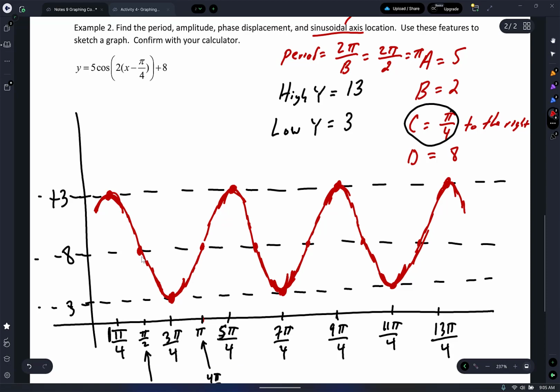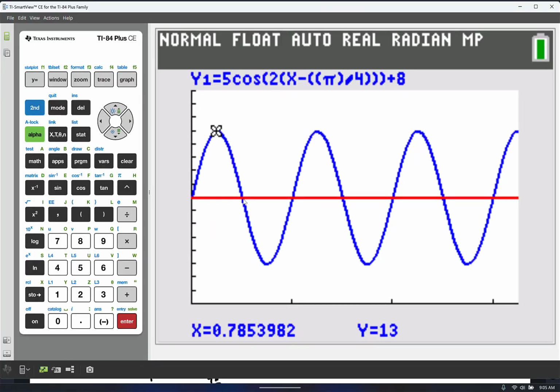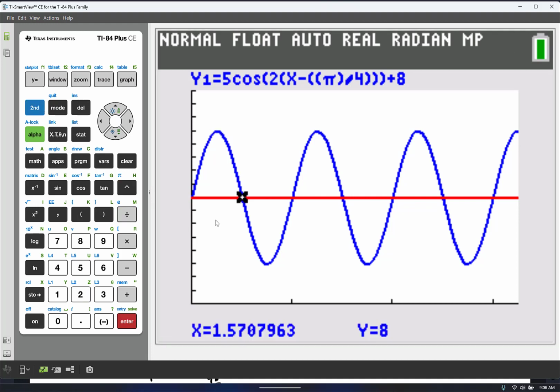The next one, I'm going to check the midline. That should be at pi over 2. So I better be at the point of inflection, which is the midline. The sinusoids have a point of inflection at your midline. So I better be at the midline at pi over 2. So I'm going to push second pi over 2, and I push enter, and look at that. I'm right at that midline at 8.